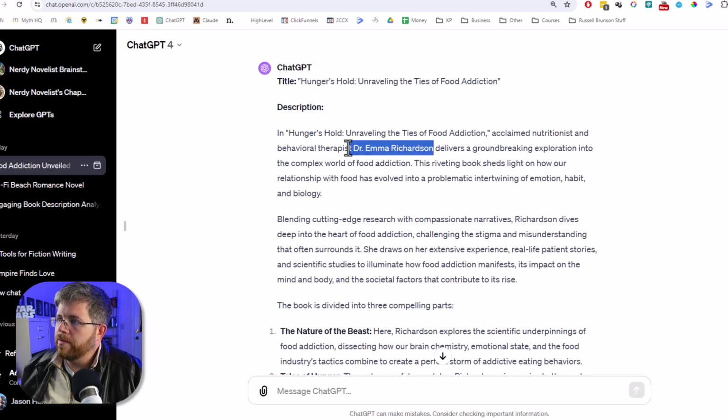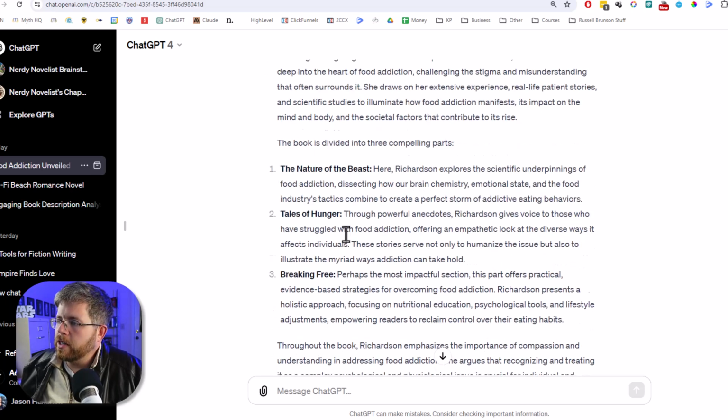Okay, we're inventing who the author is, but that's okay. I didn't give it information about the author. "Delivers a groundbreaking exploration into the complex world of food addiction. This riveting book sheds light on how our relationship with food has evolved into a problematic intertwining of emotion, habit, and biology. Blending cutting-edge research with compassionate narratives, Richardson dives deep into the heart of food addiction," yada, yada, yada.